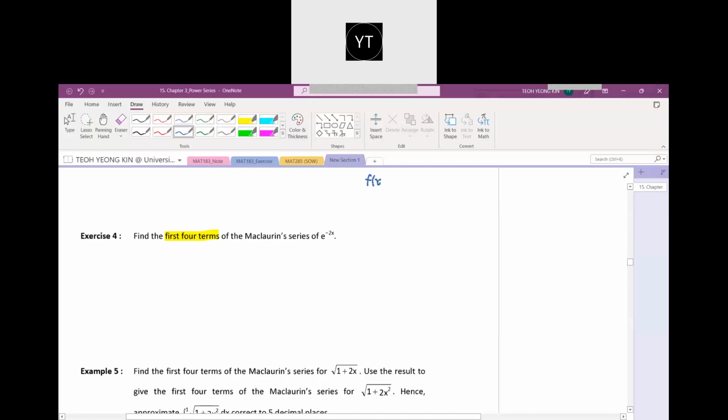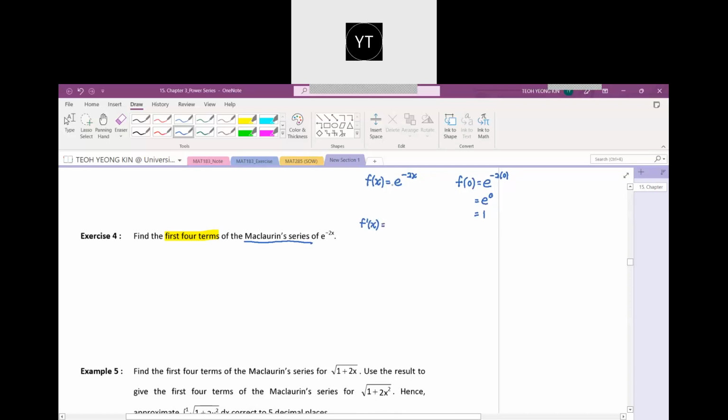f(x) equals e to the power of negative 2x. Like I mentioned before, for the Maclaurin series, our a is 0. We will substitute the value of a with 0. So e to the power of negative 2 times 0. So here, e to the power of negative 2 times 0 is e to the 0. Here is 1. And then f prime x.